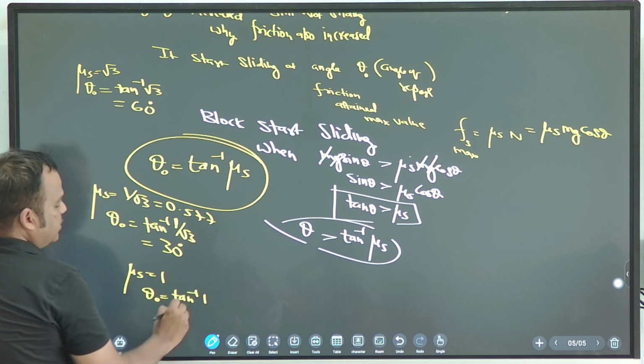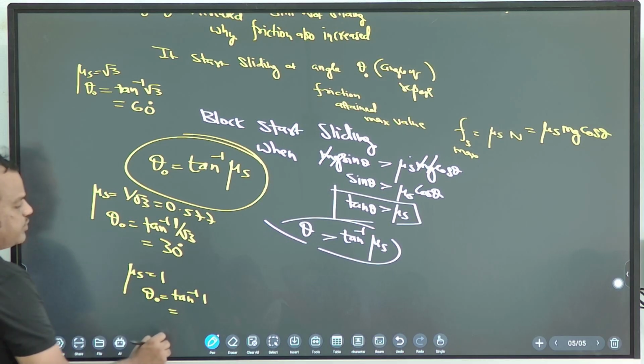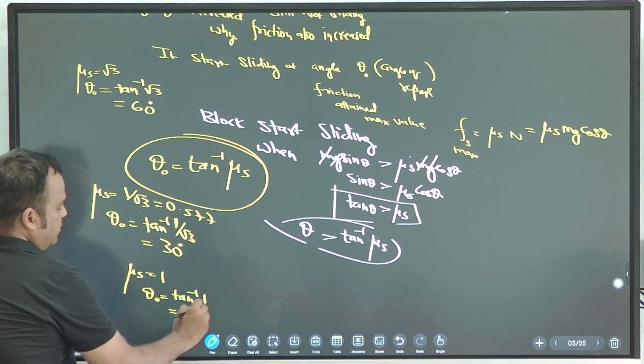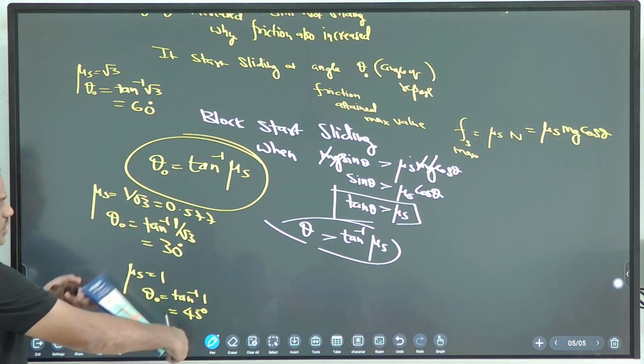Tan inverse 1 means tan 45. What is tan 45? 1. So the angle of repose is 45. So up to 45 degrees, it will not slide.